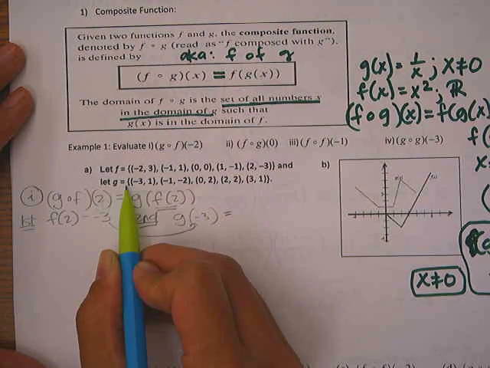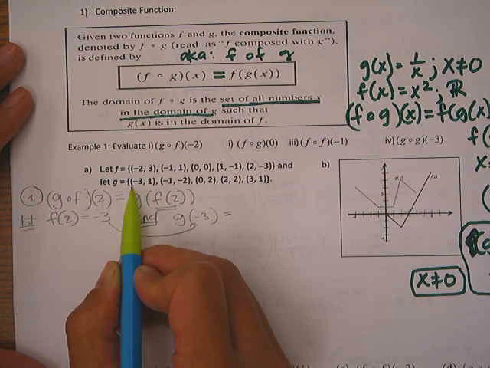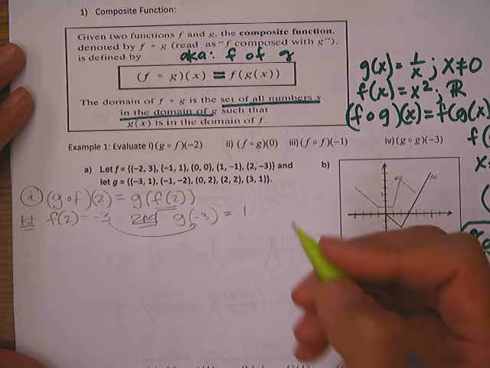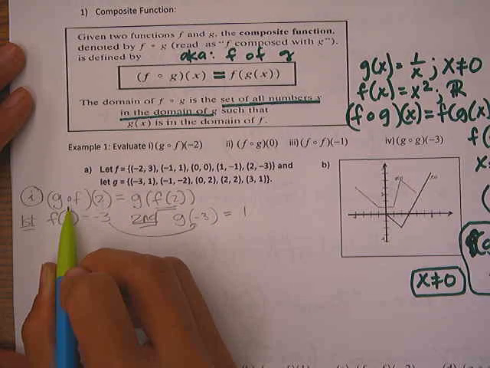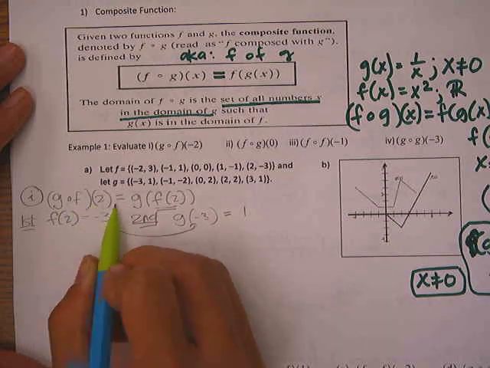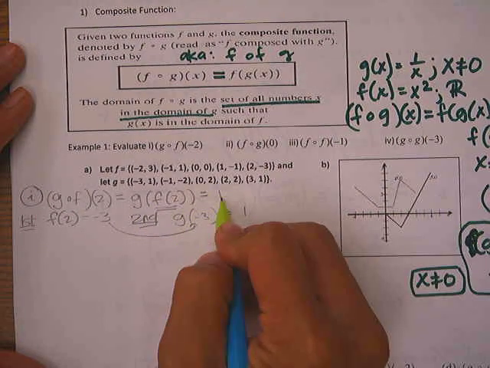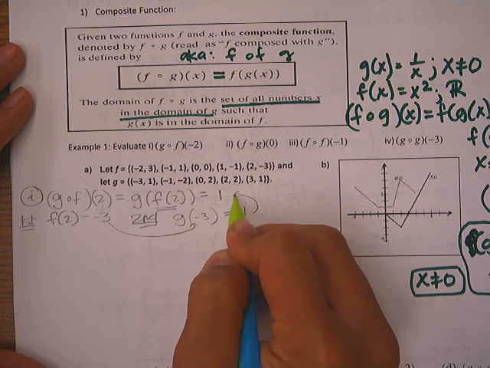So now we're going to look at the g function. When x is negative 3, the output is 1. So my answer is g composed with f of 2, or g of f of 2, all of that comes out to be 1. This is the final answer.